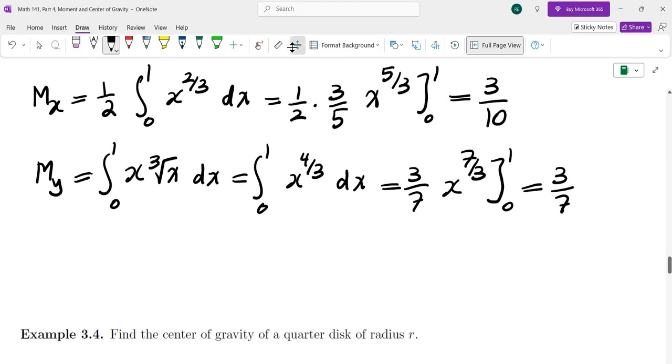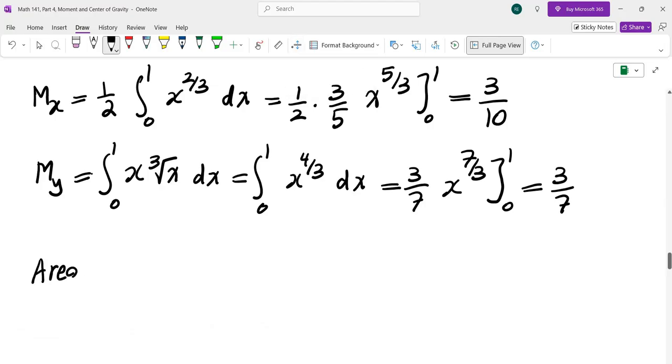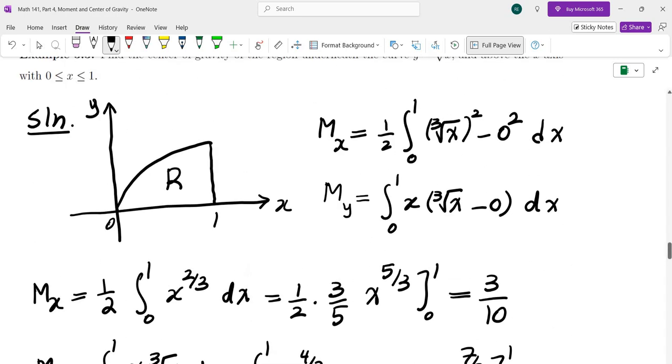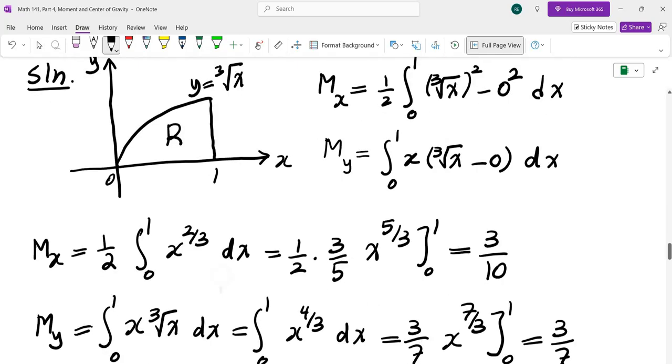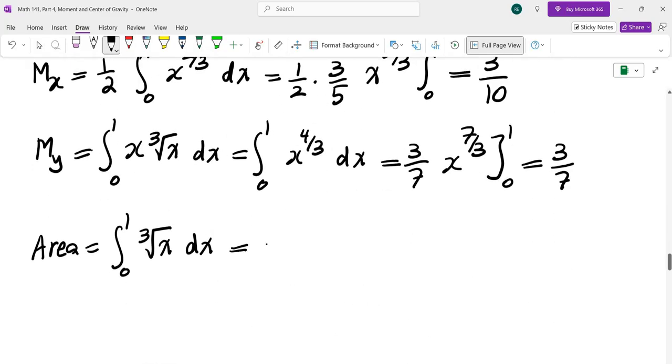And then the last thing we need to evaluate is the area, and area is the integral from 0 to 1 of the difference of the two functions. The top one is y equals cube root of x, and the bottom one is just 0. And this is x to the power of 4/3 times 3/4 from 0 to 1. So this would give us 3/4.